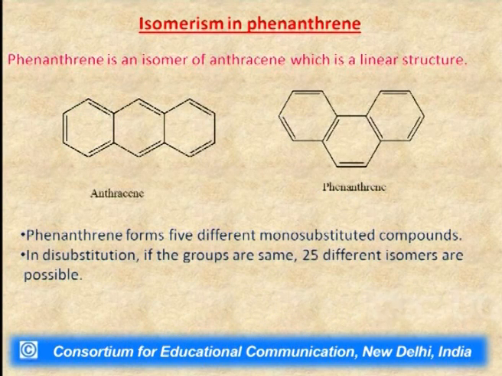Then comes the isomerism in phenanthrene. Phenanthrene is an isomer of anthracene. The only difference is in its position: in anthracene we have the 3 benzene rings in a linear position, while in phenanthrene the third ring is angular to the first 2 rings. Phenanthrene forms 5 different mono-substituted compounds, so we can have 5 different position isomers, while if we do the di-substitution in phenanthrene, we will get 25 different isomers.